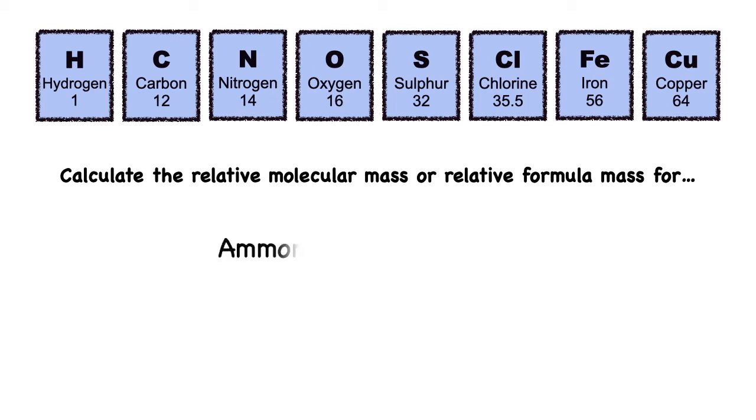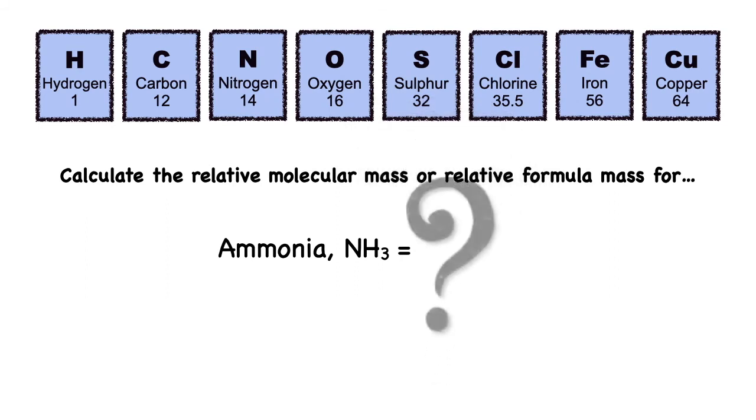Next is ammonia, NH3. What is the relative molecular mass for ammonia? The relative atomic mass for nitrogen is 14 and hydrogen is 1. 14 plus 3 times 1 equals 17.